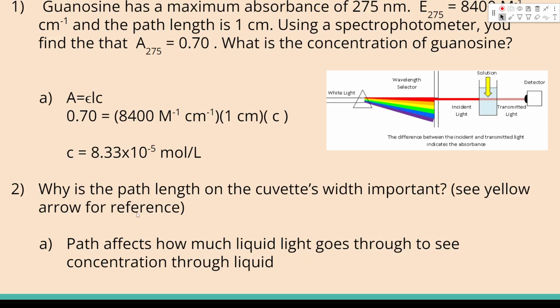And then number 2, it's important because, well, think about it, right? If I have something that is a smaller cuvette, that means more light is going to shine through, versus a longer cuvette, that means more light is not going to shine through all the way. So it's going to be more faded as it gets longer. So there we go. And that is it for the unit. Wow.